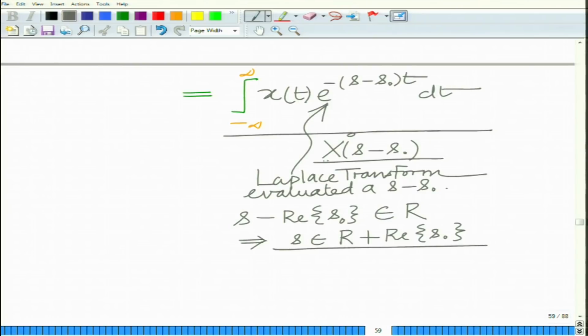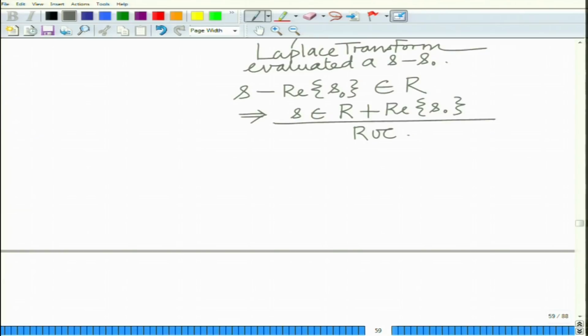So, this is the region of convergence: the previous region of convergence of x of t plus the real part of s naught, that is, the region of convergence of x of t shifted by the real part of s naught. Let us look at another property, that is differentiation in time.